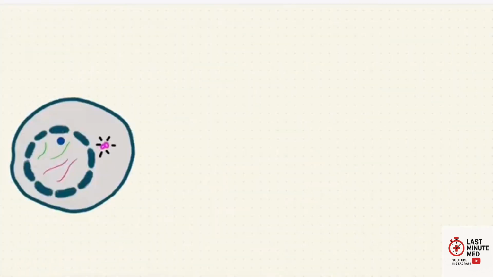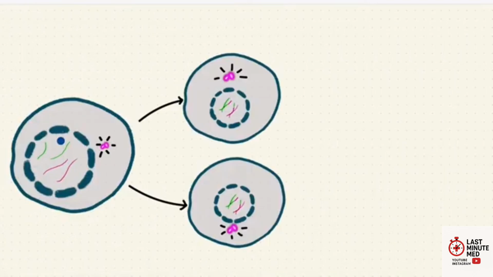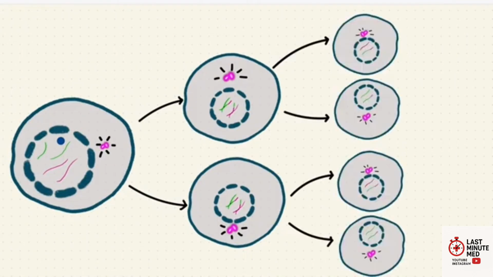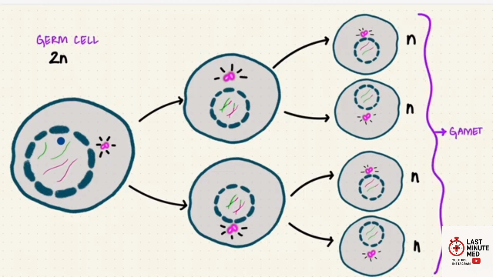So one cell divided into two cells, and each of those two cells divided into two cells again. From one diploid cell, there are 4 haploid cells. Now, why did they become haploid? Because after fertilization, that number will go back up to being diploid again. The diploid cell was a germ cell. The haploid cell is a gamete.